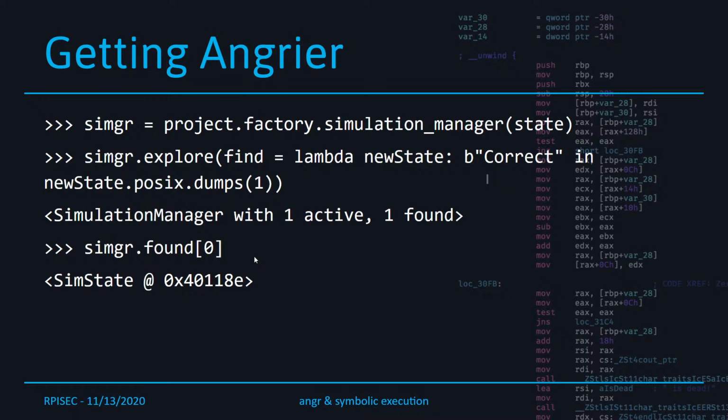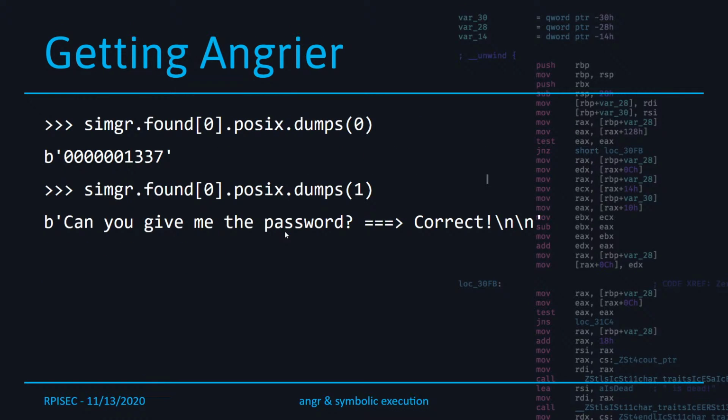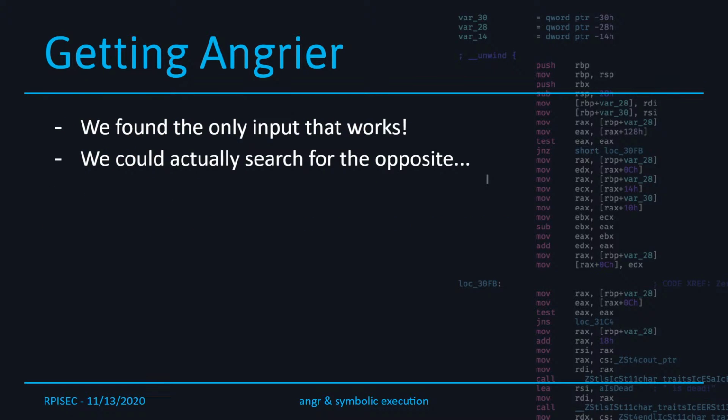And again, the simulation manager is just there to organize things for you. I believe you could do this manually, but it'd be terrible. So it keeps this list of things it's found, things that have dead-ended, things that are still alive, that kind of thing. And if we just ask it for standard in, we get leap. And standard out, as expected, contains correct. So therefore, we found the only input that results in the program printing correct.